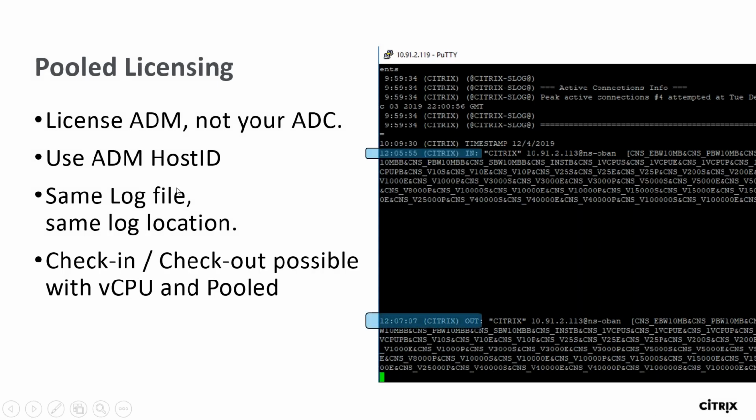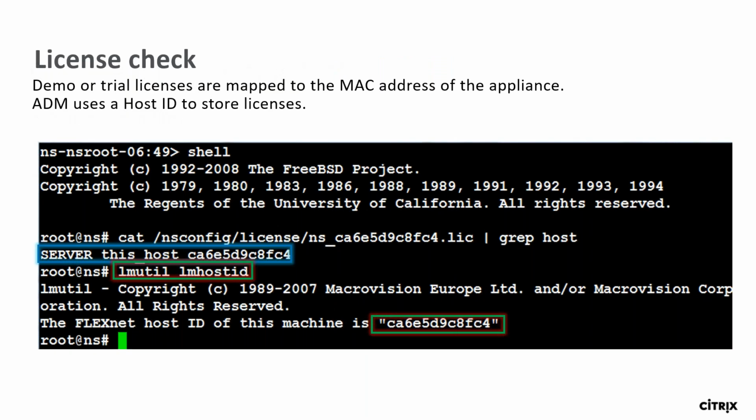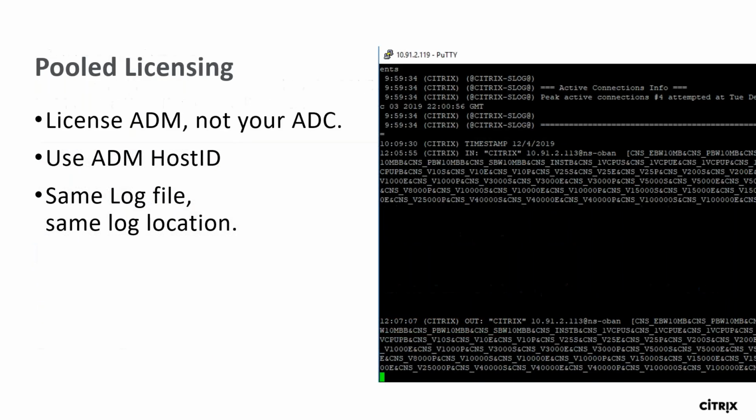Just shows you, with licensing, you license your ADM, not the ADC. So that just refers to if I'm licensing my appliance, we use the host ID. We use this little command here, lmutil hostid, and this is what we use when we're generating the license file. We paste in this code here, and the ADM, we need that code as well when we're licensing. We generate it for the ADM, and then our NetScaler or ADC checks it in and out.